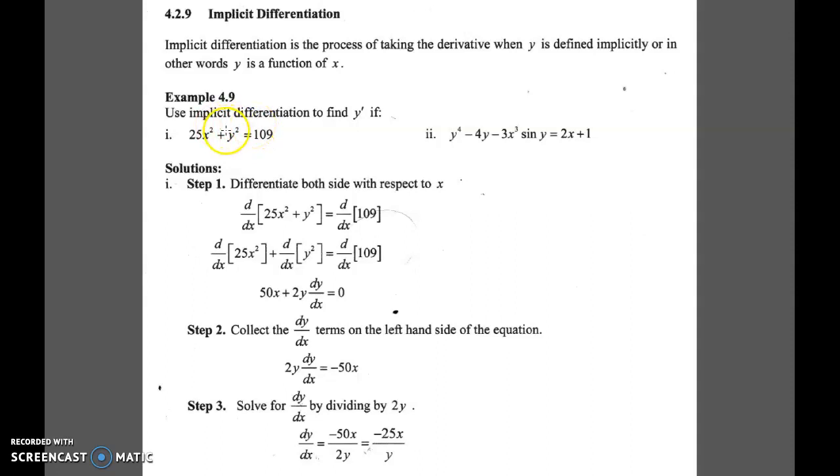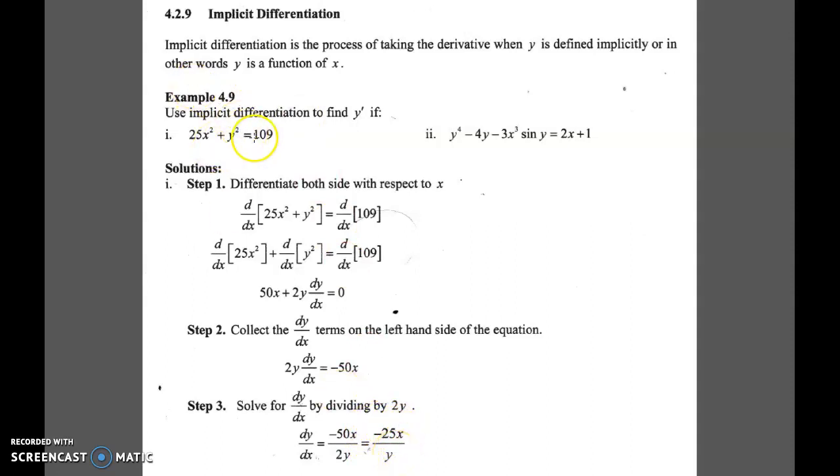For example, instead of 25x squared plus y squared equal to 109, we can sort it out and rearrange the function of y in terms of x, so y equals the square root of 109 minus 25x squared. We're going to see that later. If you look at this, they are using implicit differentiation and they get this answer, negative 25x over y. Let's try to do that.